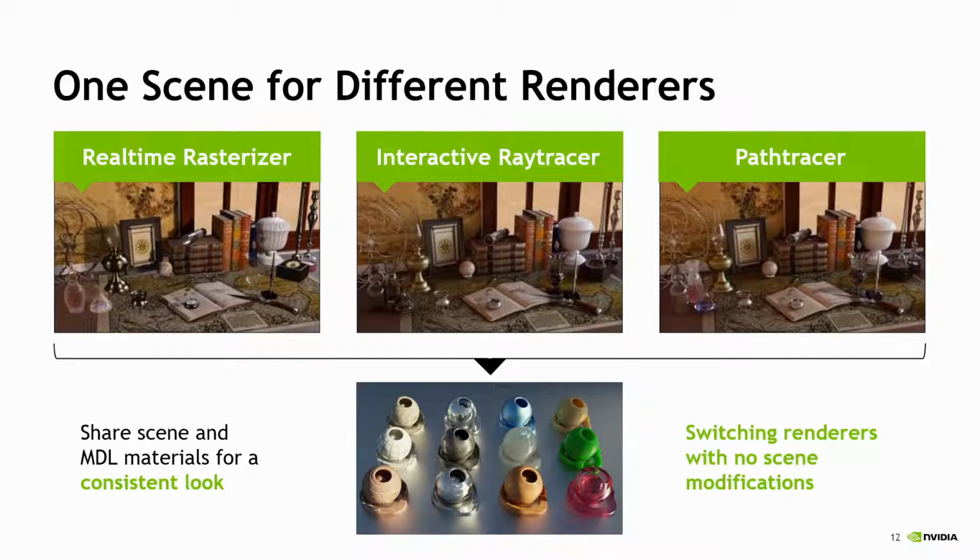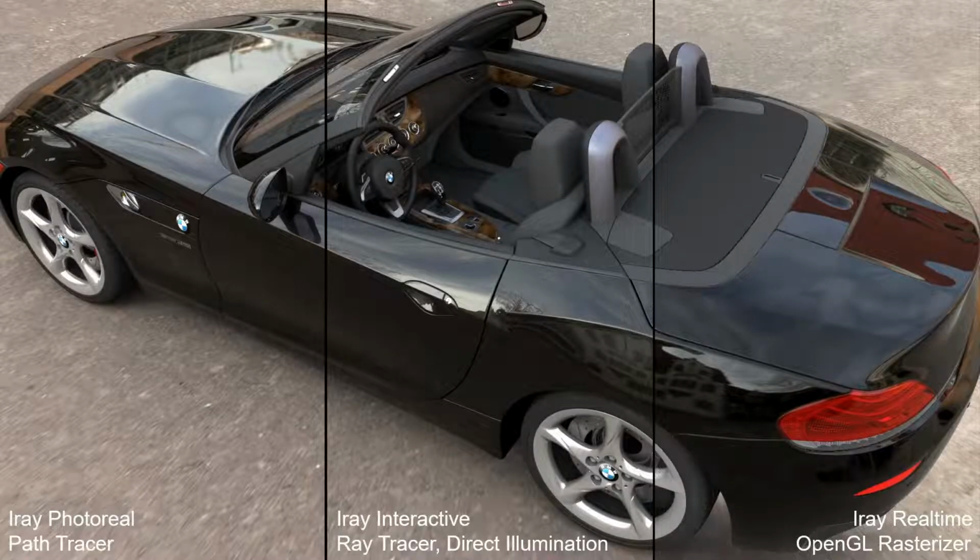So for sharing the scene across the renderers, there are technologies available. Omniverse uses USD as a shared scene database, but we also want to share the materials across the different renderers so that if you switch between renderers, you can have a consistent look depending on the capabilities of the renderer. So here is an example of what we can achieve using this.